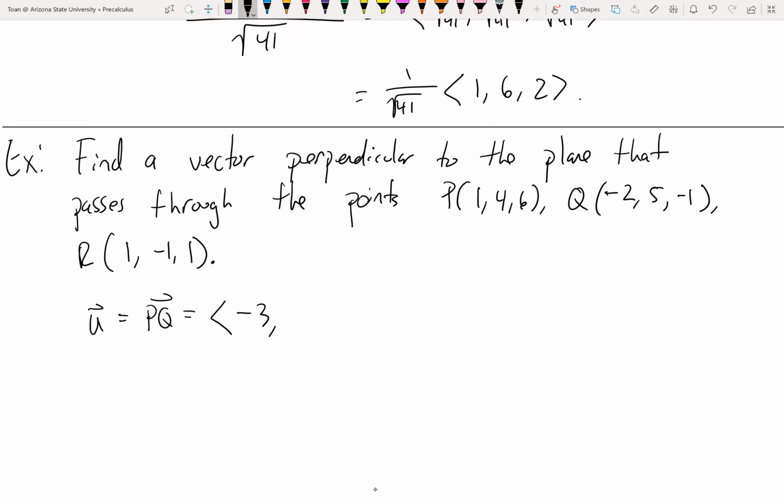That would be <-3, 1, -7>, right? To go from 1 to -2, you have to subtract 3 for the x's. To go from 4 to 5, you have to add 1 to the y's. To go from 6 to -1, you have to subtract 7 from the z's. And then we'll define vector v as P to R, right? So notice they have the same initial point, point P.